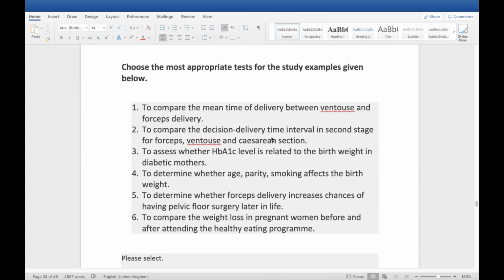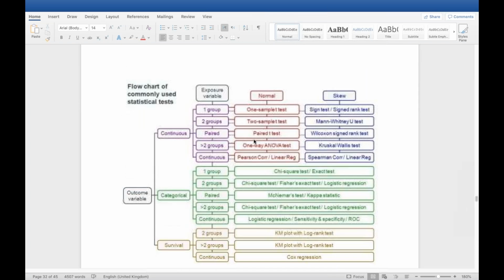To compare the decision delivery time interval in the second stage for forceps, ventouse, and cesarean. So it's a time, so it's continuous, and we have one group, two groups, three groups. Let's go here. Three groups. It should be ANOVA test.